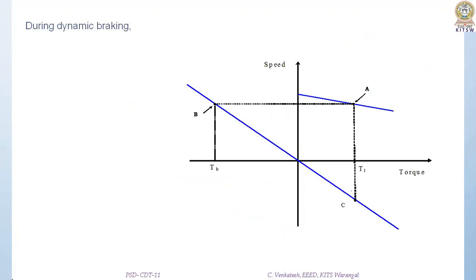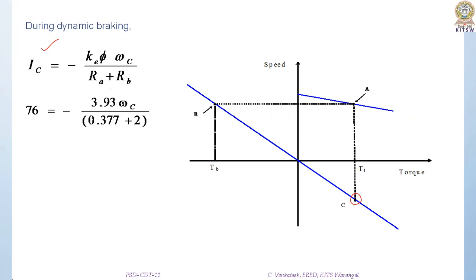Now, as it is given that the load torque is unidirectional, the point A when external resistance RB is connected will not go to B, but will go to point C. Okay, so what is the current equation? IC is minus KE phi omega C by RA plus RB. So substitute the values, then you will get the omega C and then the speed in RPM. It is minus 439 RPM. So here it comes. It does not go to zero speed.